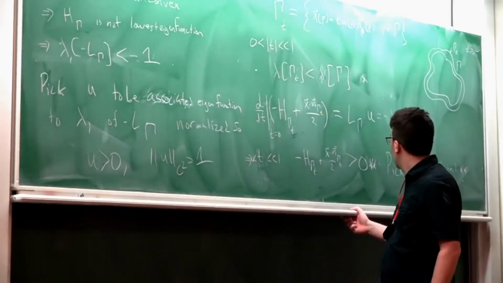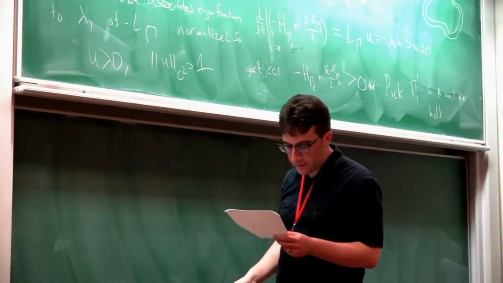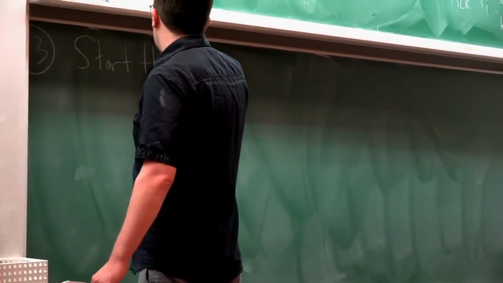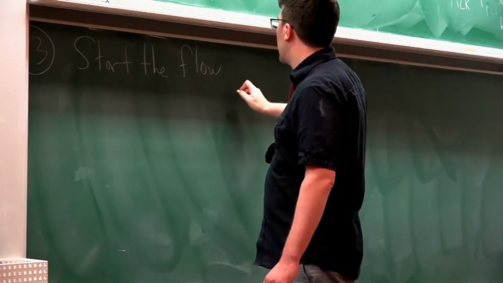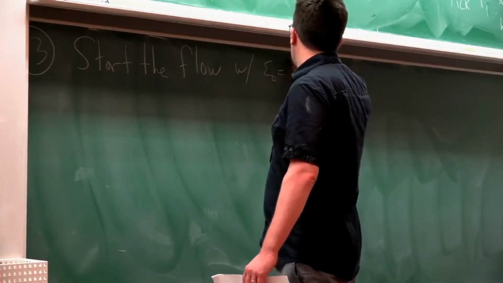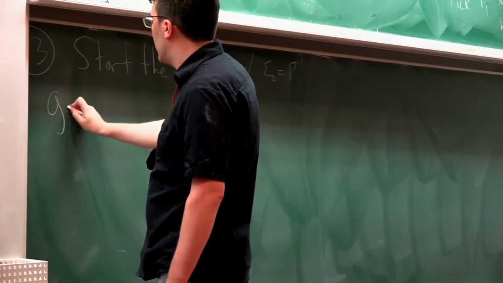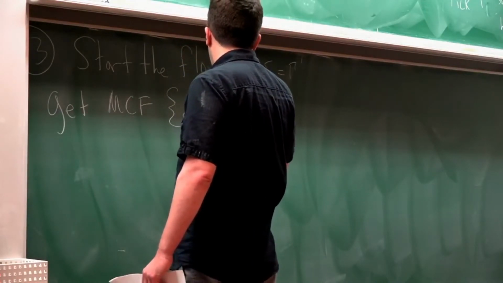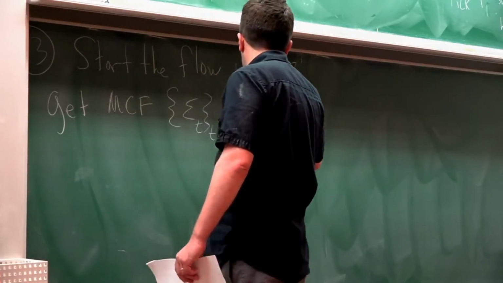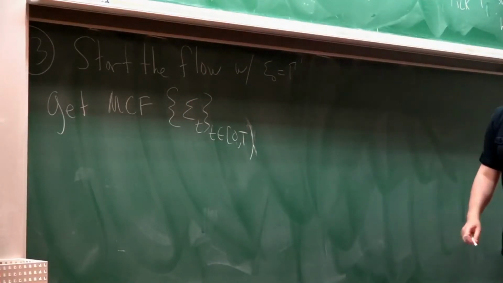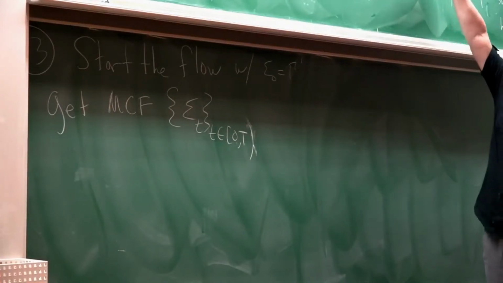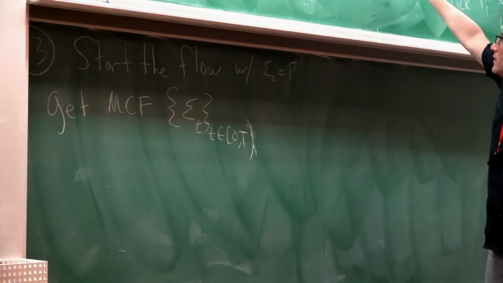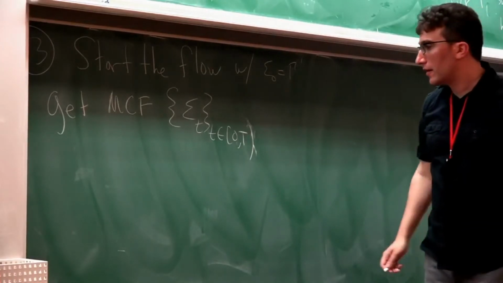Okay, so now the point is we want to start the flow. So now we're into step 3. Okay, so now we start the flow, and we get this mean curvature flow. Right, and we know the initial data has this entropy bound, which obviously is preserved, and then also we have this positivity. So the question is, what is the quantity that gets preserved?